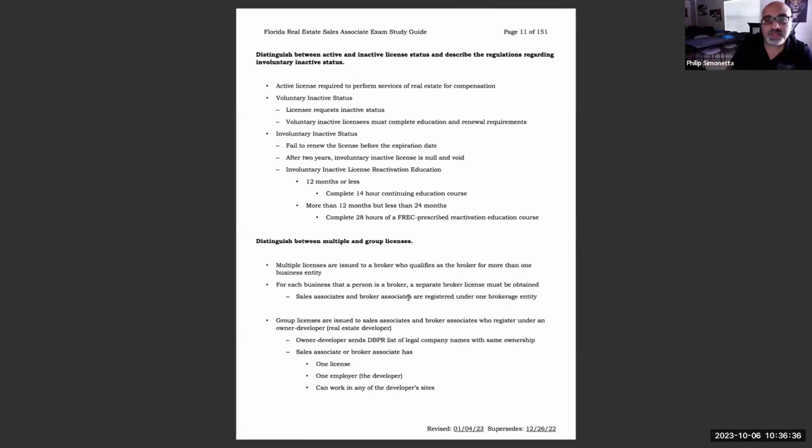So you need to distinguish between active and inactive license status and describe the regulations regarding involuntary inactive statuses. The first thing you need to know is an active license is required to perform services of real estate for compensation. Voluntary inactive status is when a licensee requests inactive status. Voluntary inactive licensees must complete education and renewal requirements. So they can be current inactive, but they still need to do their 14 hours and their education submitted, because if not, they're going to go involuntary inactive, right? They must keep that up.